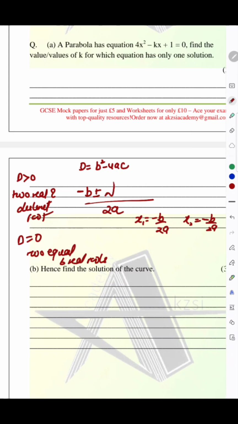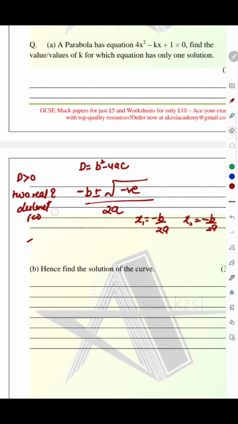And now if this inside is negative, that means the root of a negative number is not possible. So in that case, when d is less than 0, you will get no real roots. So it will be imaginary basically.